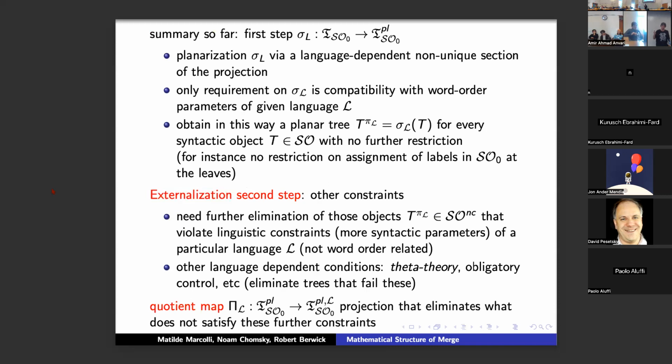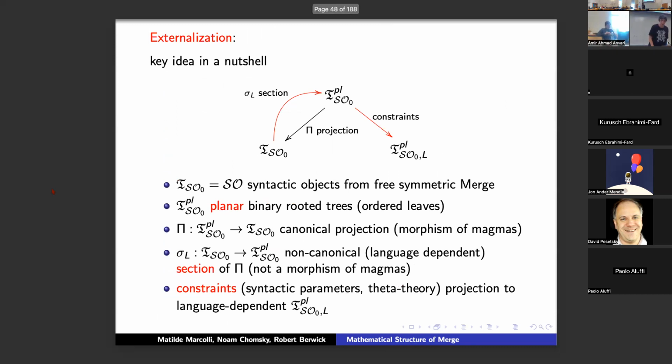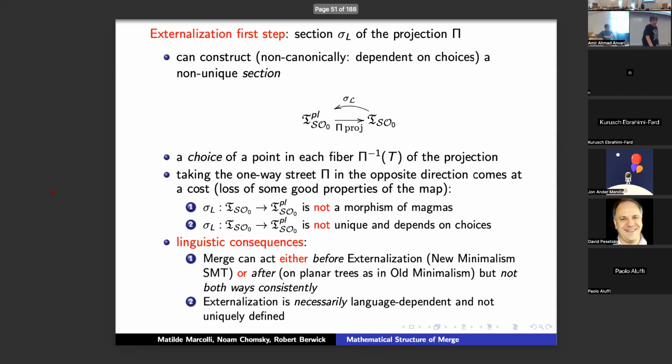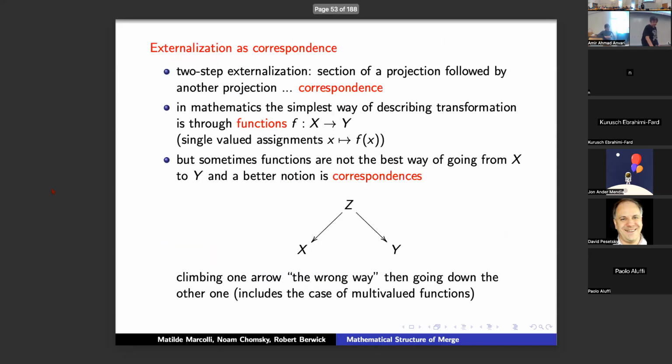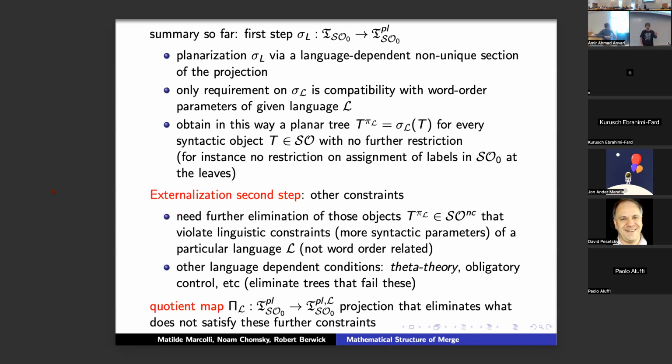Okay, so this is your first step. And now you come back for a second to this picture. You have this other thing that goes down, this one is a projection again, that goes down that other road. And what is that? Well, okay, now that I've just picked a planar structure for all my syntactic objects, and I've just done it in whatever way I want, as long as I don't violate the word order structure of the specific language that I'm thinking about. Now I do have a lot of other things to worry about that I may be violating.